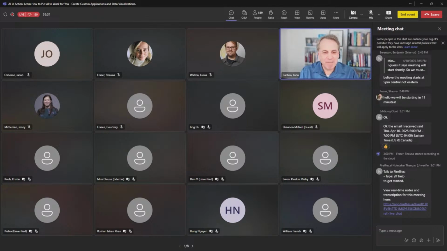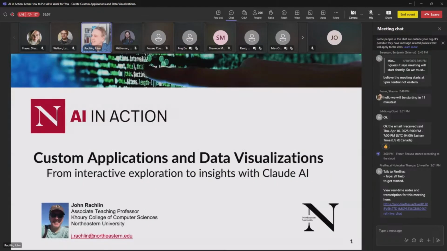And tonight, I'm pleased to present to you my experiments in working with Claude AI over the last few weeks and to discover and learn how we can use Claude to develop custom applications and data visualizations. So I'll start by sharing my screen here and we'll get started. Let's see, is that showing? Yes, we can see it. Okay, terrific. Just by way of introduction here.